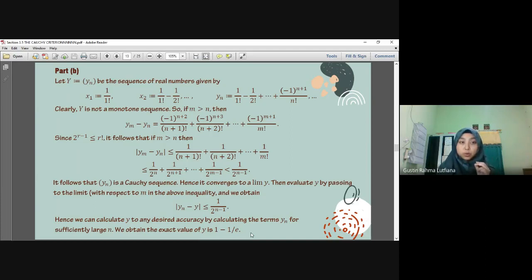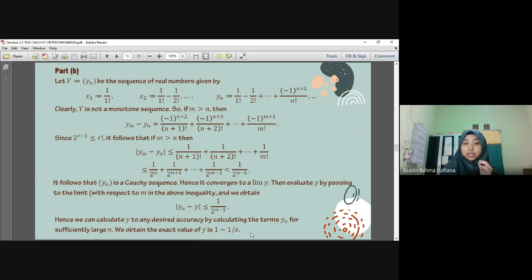And since 2^(r-1) is less than or equal to r!, it follows that if m is greater than n, then |ym - yn| is less than or equal to 1/(n+1)! + 1/(n+2)! + ... + 1/m!, which is less than or equal to 1/2^n + 1/2^(n+1) + ... + 1/2^(m-1), and it is less than 1/2^(n-1).